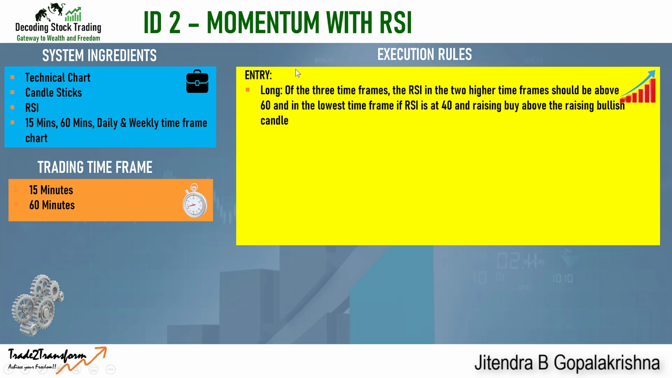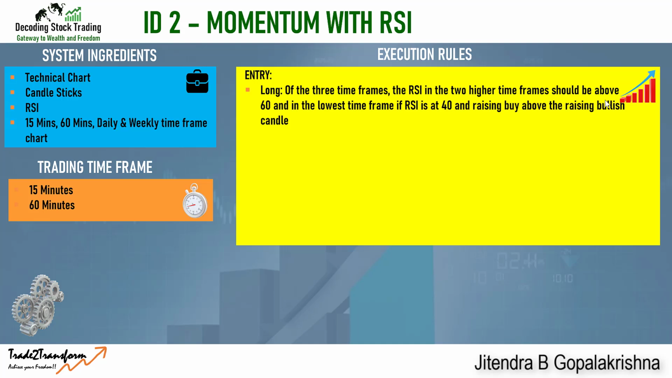Now for going long, of the 3 time frames you have chosen, the RSI in the 2 higher time frames should be above 60. We have discussed RSI above 60, below 40, and between 40 and 60 in the previous indicator description. So if you do the 15 minutes time frame, the RSI in the 60 minutes and 1 day time frames should be above 60.